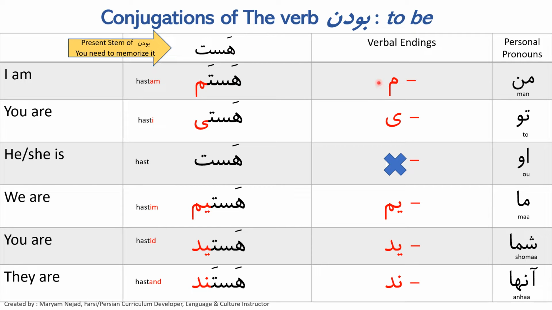Now we go ahead and attach the verbal ending to the present stem. So here, when the subject is man, when we attach this mim to the present stem, it's going to give me hastam. Now I'm going to read through the verbs. So hastam, hasti, hast, hastim, hastid, hastand. And remember, here for the verb to be, بودن, has no conjugation for third person singular.